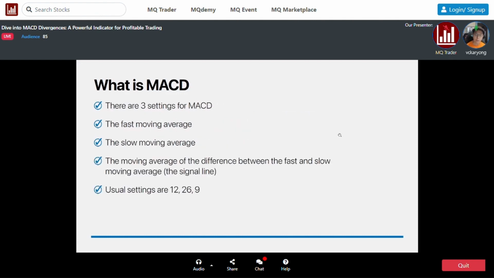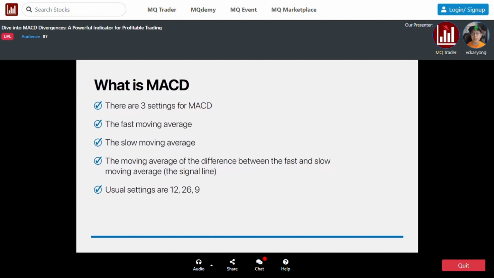Now, if you actually put this indicator onto your charts, there are generally three settings for MACD. I'm someone who suggests there's no need for you to perfect or try to backtest it to find the best settings. I always say just use the standard defaults. Usually it's good enough, but of course, you can customize if you want to. So there are three settings for MACD.